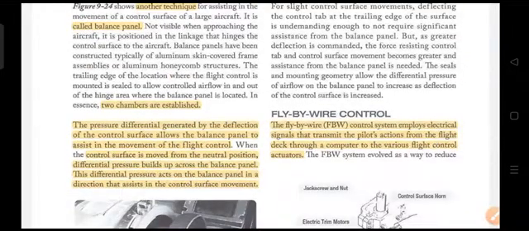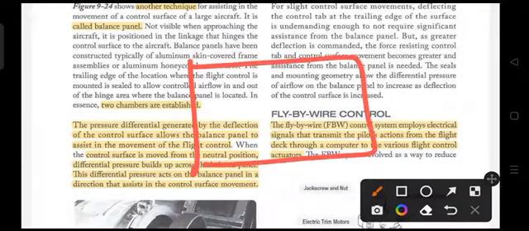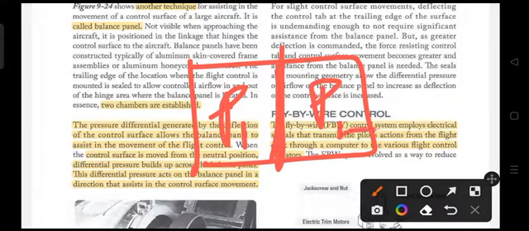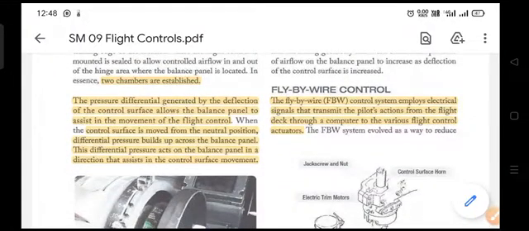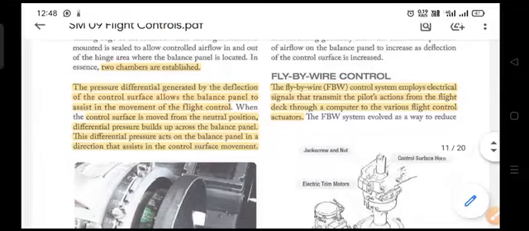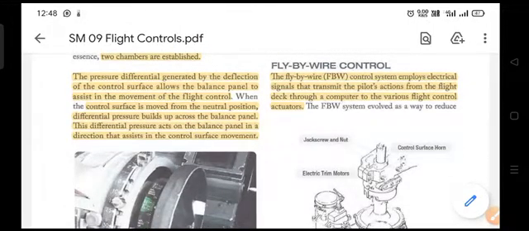Basically there will be two chambers, and there will be a sort of diaphragm. So there will be a pressure difference between those two chambers. If this pressure is P1, then this will be P2. So due to this pressure difference, what will happen? Obviously, if this pressure is high, then it will allow the diaphragm to bend in this way. So the pressure differential generated by the deflection of the control surface will be connected in such a way that the control surface will deflect with the help of this differential pressure, which allows the balance panel to assist in the movement of the flight control.